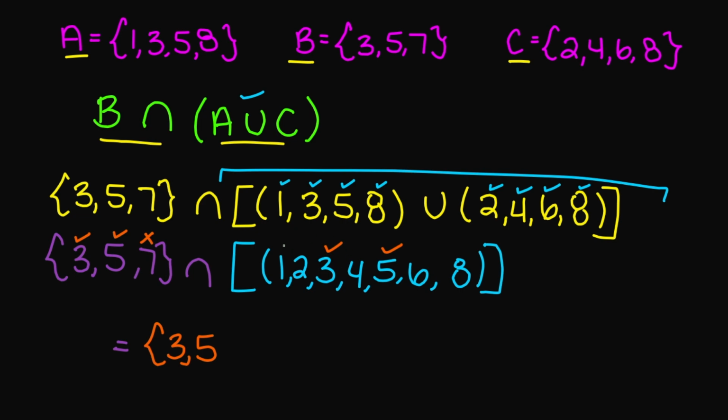And then if I come on this side, I have a 1. I do not have another 1. I have a 2. Nope, no other 2. 4. I do not have another 4. My 6 here, no other 6. And then my 8, I also do not have another 8. So the intersection between these two is going to be the numbers 3 and 5. And this is your final answer here.